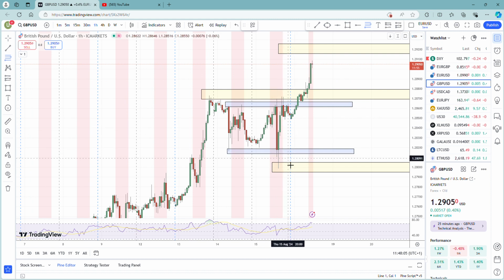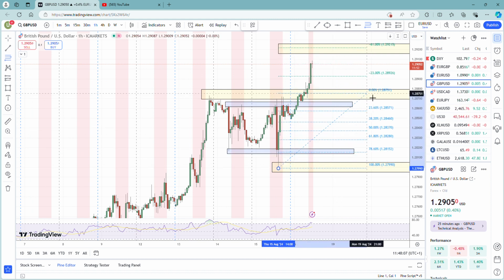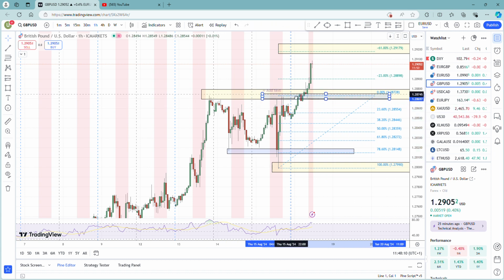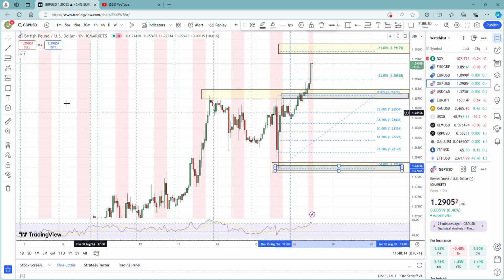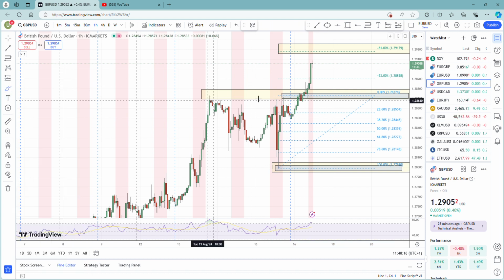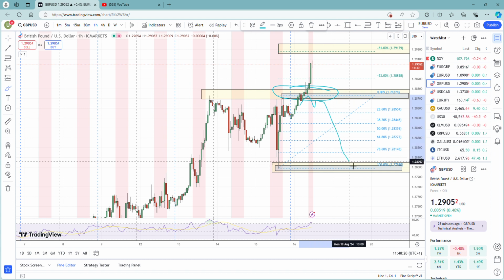To get the fib tool out, to use it from the high of the day to the low, so it would be here to here. These would be your levels before the market opened today, and as you can see, price has breached the H1 resistance as well. We were expecting price to come back down, however it has breached it and gone up to this level here, and it's going to go to -61.